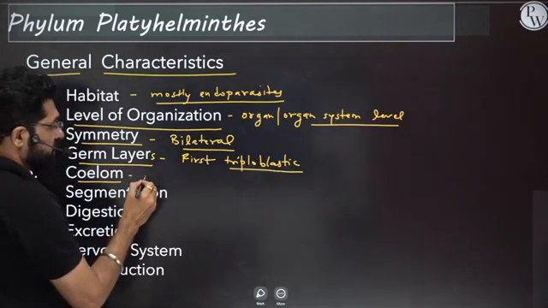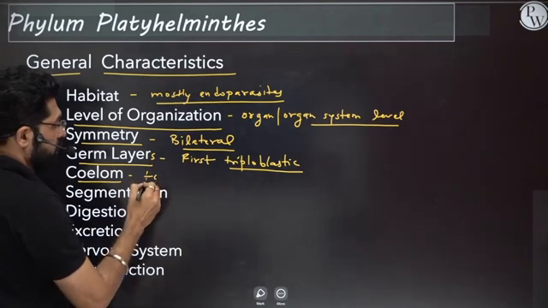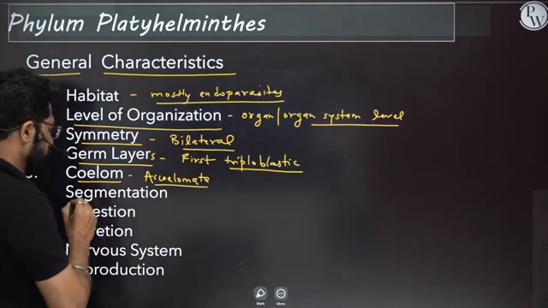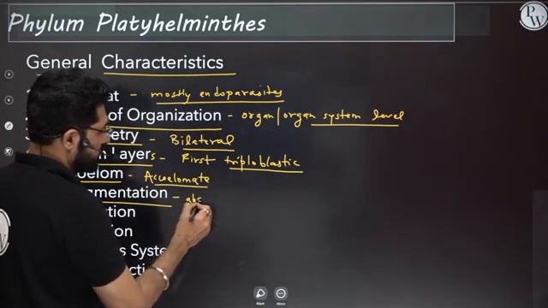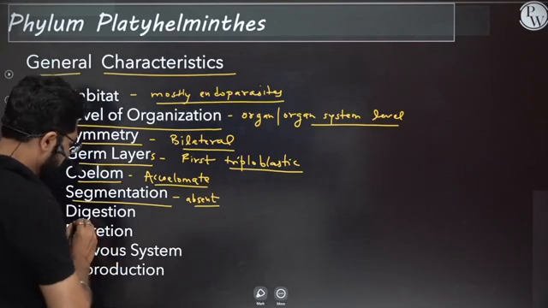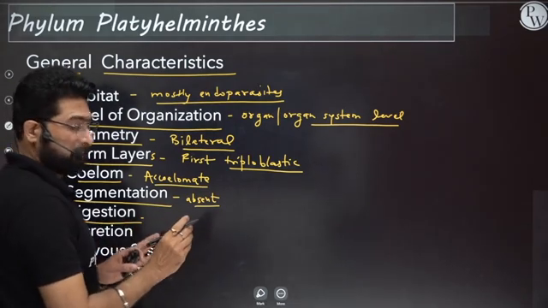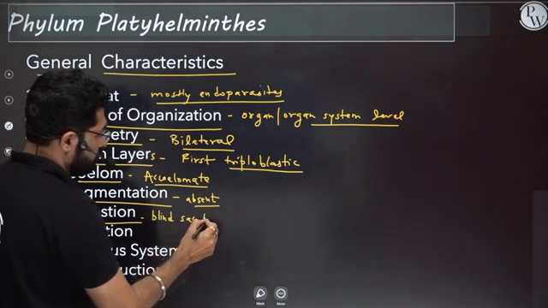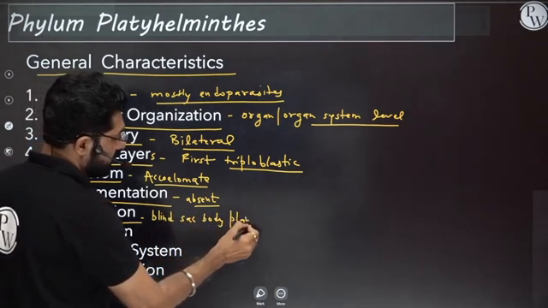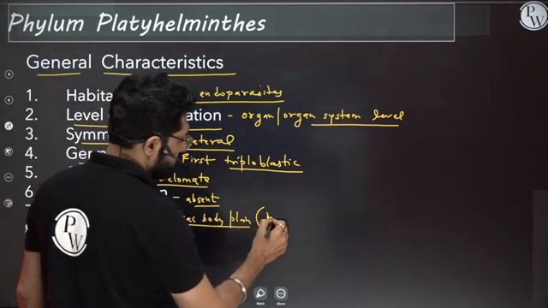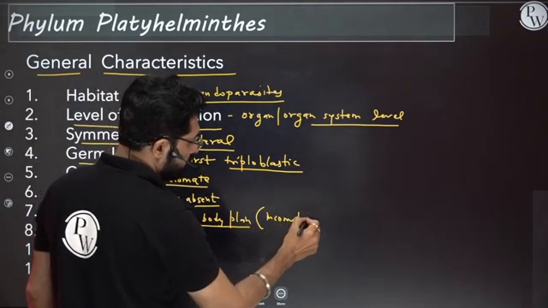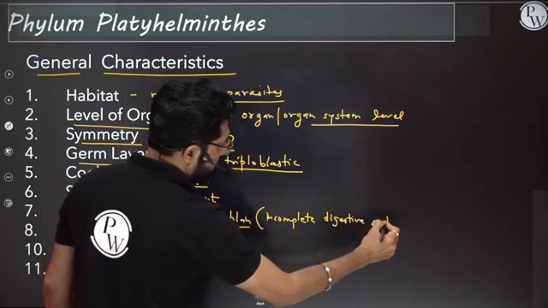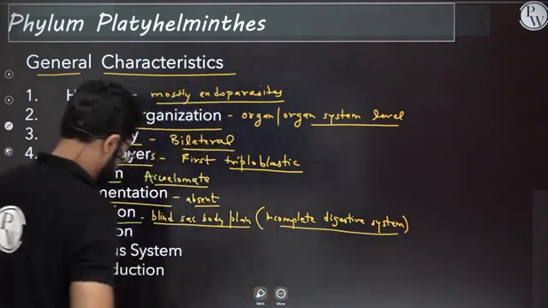Coelom is absent. They are acoelomate. Please write down this point. Segmentation absent. They don't have any segmentation in the body. Digestion, they have a blind sac body plan. That means they have an incomplete digestive system. If they don't have both openings, it's called incomplete.